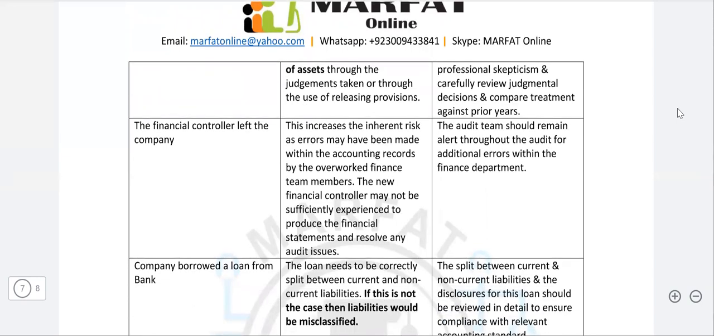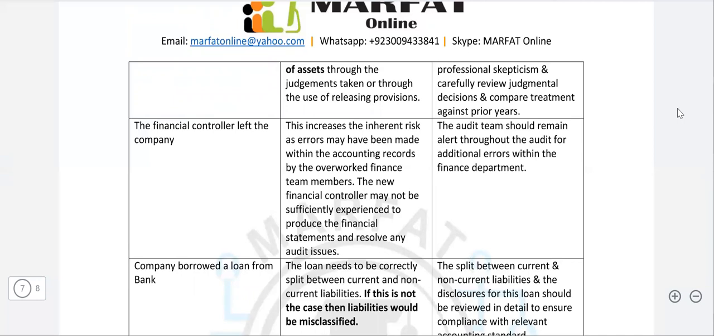Financial controller left the company. For example, if you say the financial controller left the company, there will be a burden on the junior staff, the junior staff may feel indebted, things like that. This is a business risk. So basically, what you're supposed to write is that the financial controller left the company, and if there is no replacement yet, the current staff may not be sufficiently experienced to deal with the financial reporting, and as a result, financial statements may be misstated.